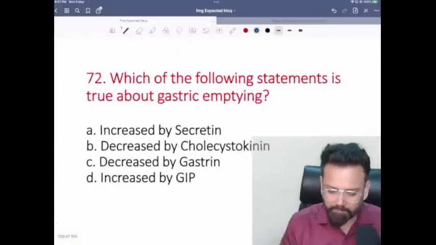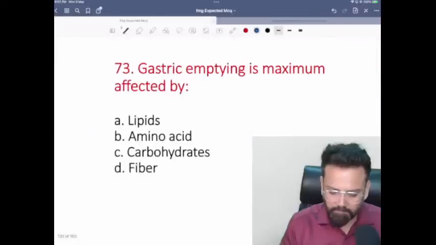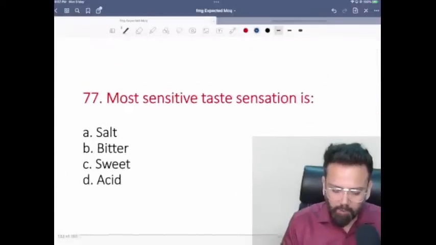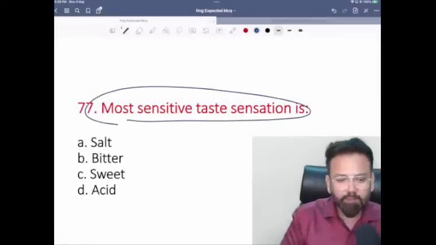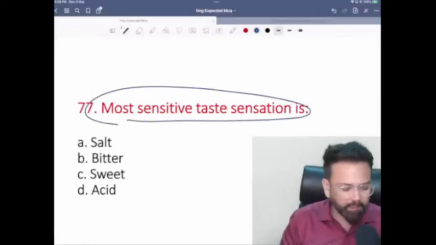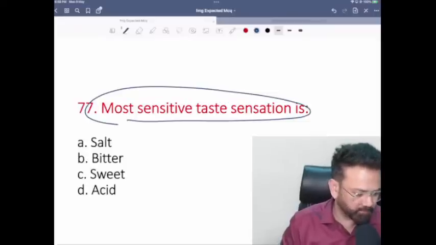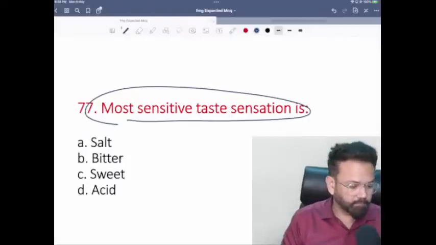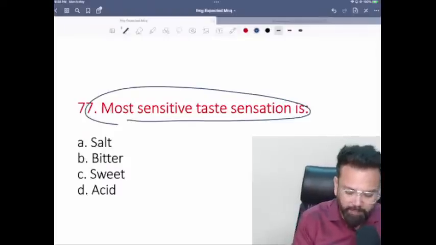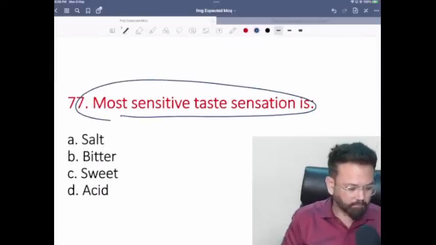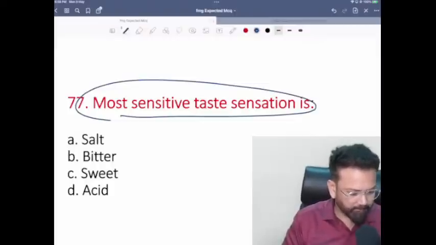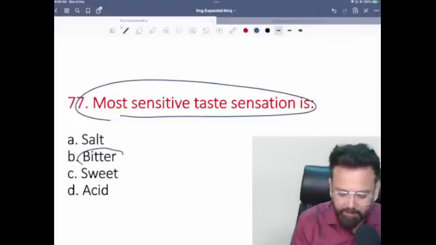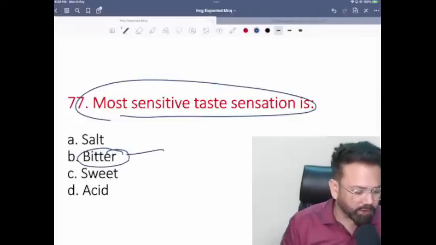Repeat question again. Most sensitive taste sensation is there's salt, bitter, sweet, umami, acid. Which is the most sensitive taste sensation? Salt, bitter, sweet, umami. What is the answer? Yes, bitter. It can be poisonous also. That is why our tongue is most sensitive to the bitter taste.